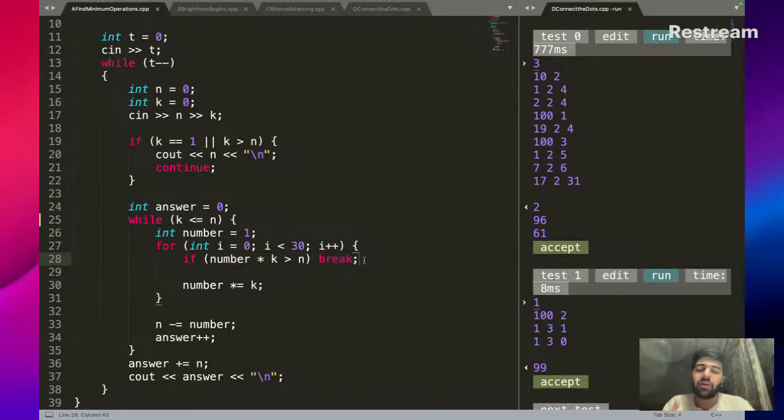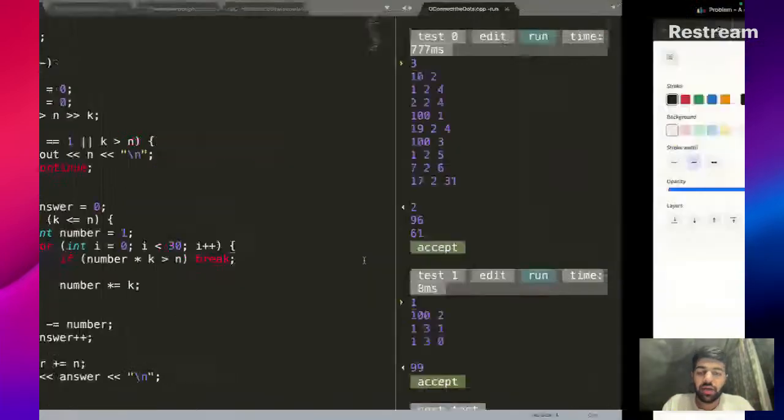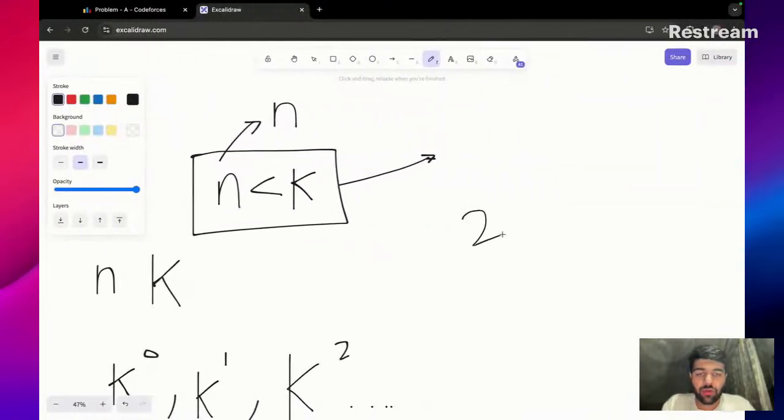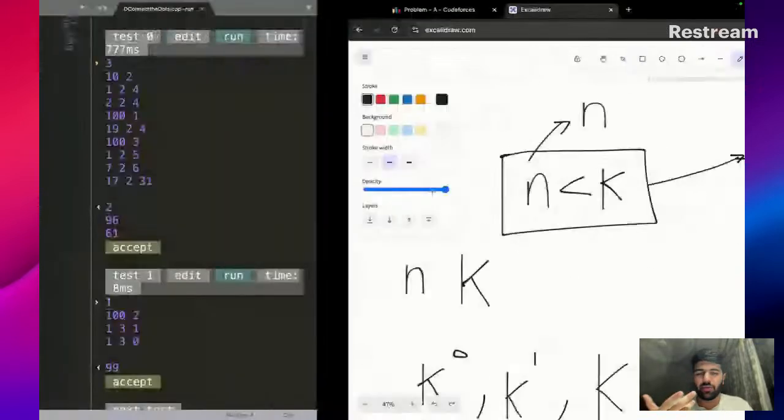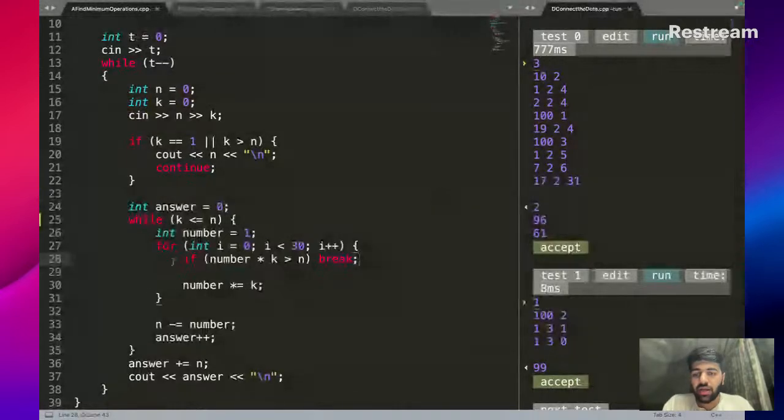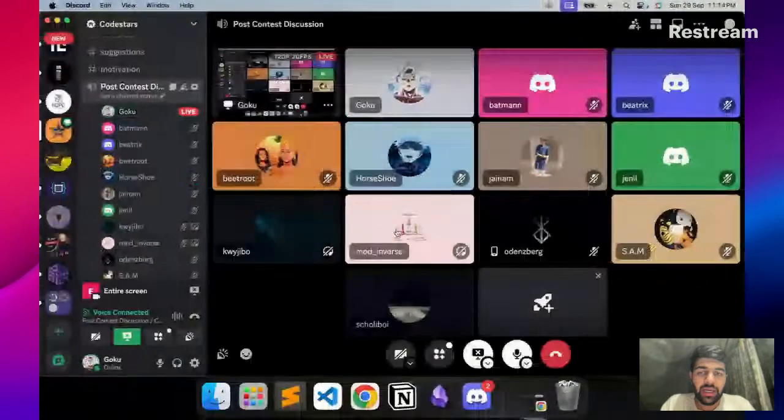And this biggest power will at most be till 30. Why? Because 2 raised to 30 is close to 1e9, or 10 raised to 9, whatever you want to call it. But yeah, all twos, so it will be at most 30. I'm finding that power and I subtract it from my number and I increase my answer, and in the end we just add N to the answer and print the answer. Any doubts?